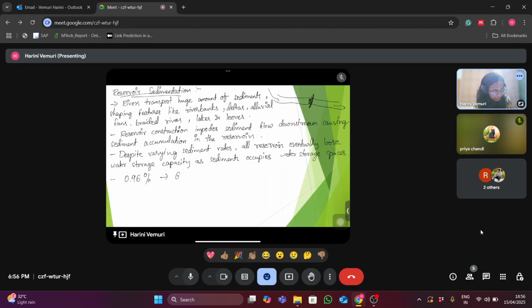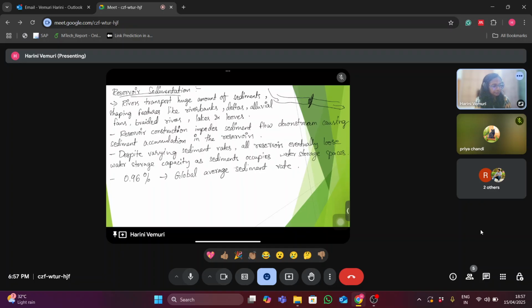0.96%. The average sediment rate. So the impact of this is that the life of the reservoir will be shortened and there will be reduced storage capacity, which will decrease the ability to produce hydroelectric power. Since the water storage capacity is reduced, we don't have enough water held, so the water that will be used for irrigation will also be reduced.